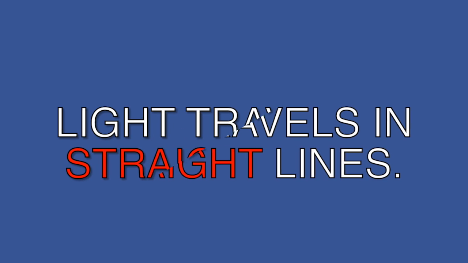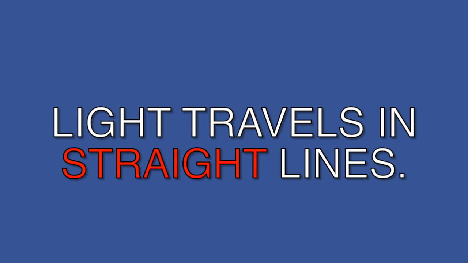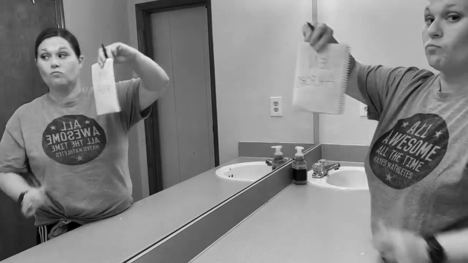But why? It's all because light travels in straight lines. So when light is hitting a reflective surface like a mirror, it's reflecting in those straight lines too. So the mirror image that you see is actually reversed. Think about it, when you look in the mirror, your face is reversed from what people actually see.